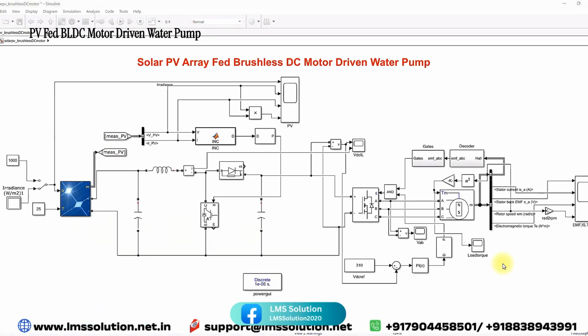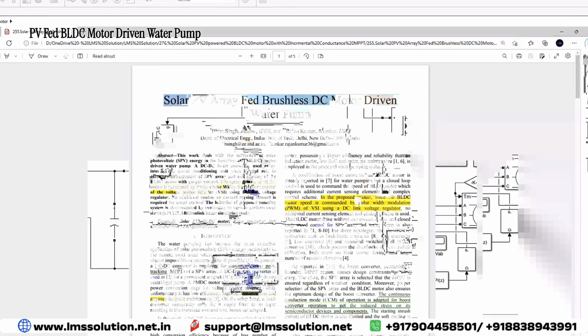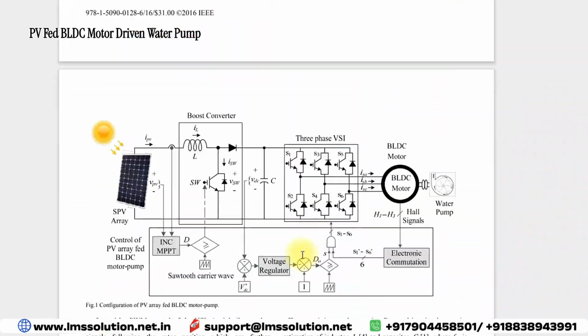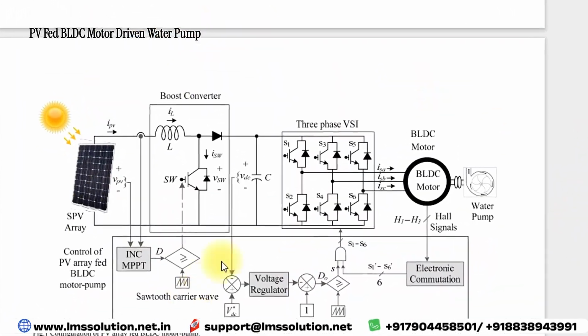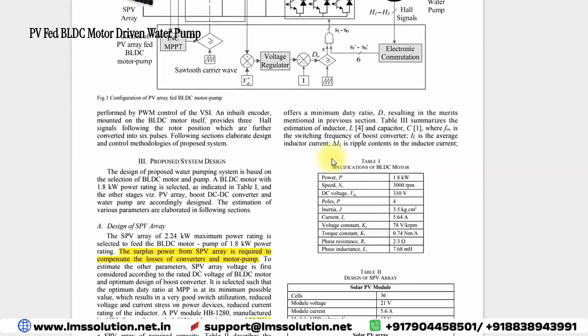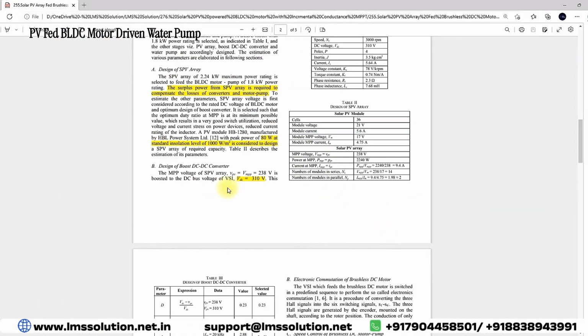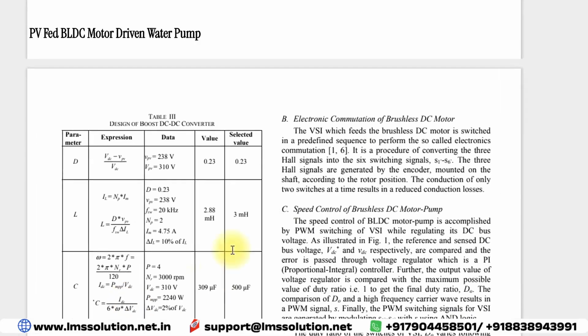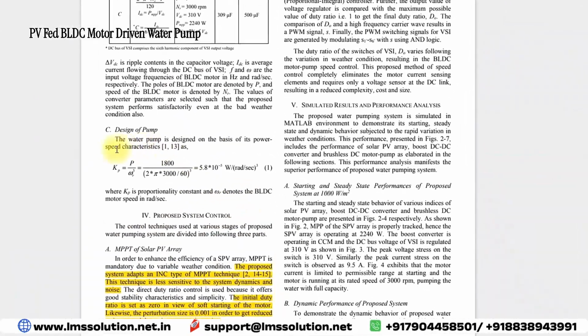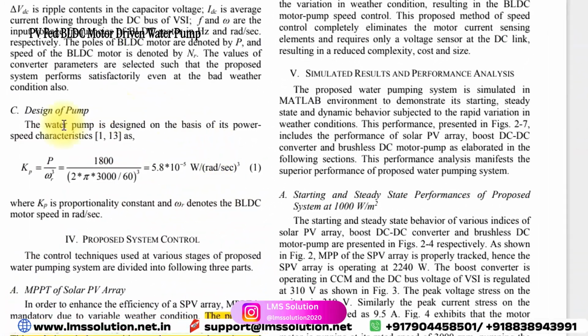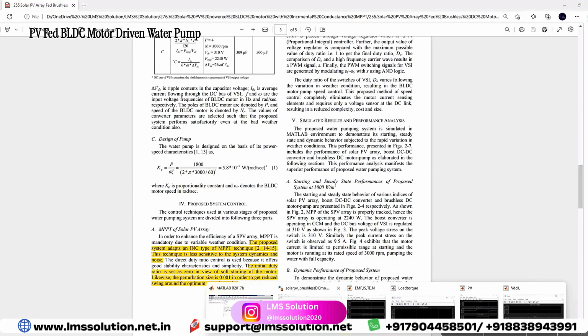Today we are going to see the solar PV array coupled brushless DC motor. This is a Simulink model, and this model is developed based upon this paper. From this paper we refer to this block diagram, the specification of the BLDC motor, the specification of the PV array, the boost converter design, and the design of the water pump. Based upon that, we designed this Simulink model.